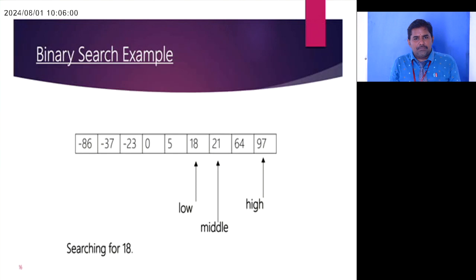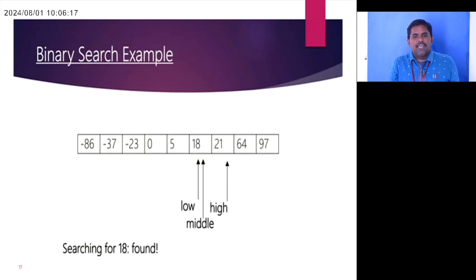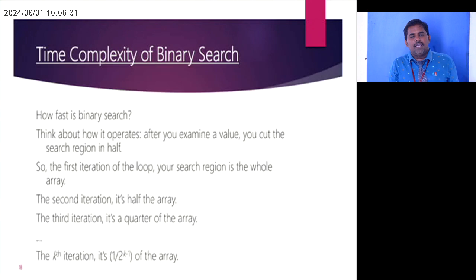Next, I look at whether 18 is found before the mid value 5 or after 5. In this case, it will be found after 5. So I fix a new low, middle, high region as 18, 21, 64, 97. Then I find the midpoint once more. The midpoint is 18, and I am searching for the element 18. The element is found. In this way, binary search makes its searching pattern by the divide and conquer strategy.